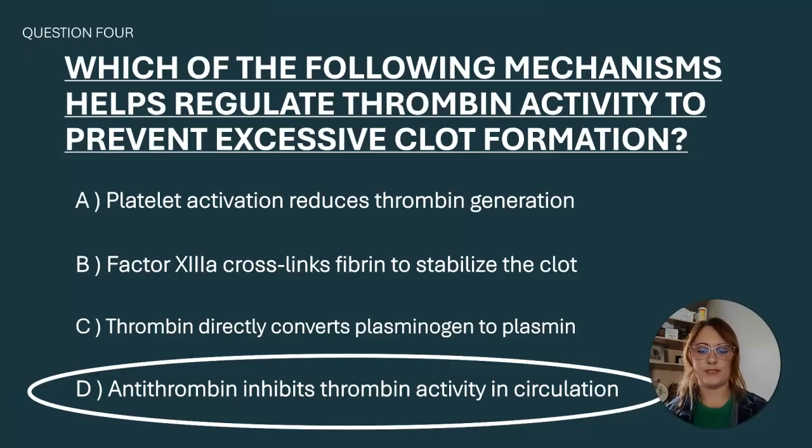So for the first choice, we see platelet activation reduces thrombin generation. Actually, platelet activation promotes thrombin generation by providing a surface for coagulation complexes to assemble. For B, we see factor 8A cross-links fibrin to stabilize the clot, which is exactly what it says. It stabilizes or strengthens the clot, but does not necessarily regulate thrombin activity. Lastly, we see C, thrombin directly converts plasminogen to plasmin. Thrombin does not directly activate plasminogen, as that is the role of TPA.